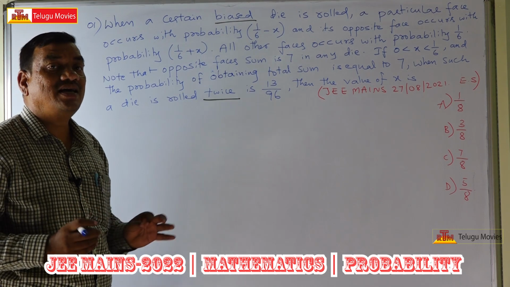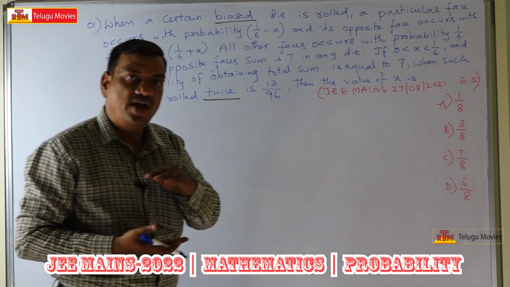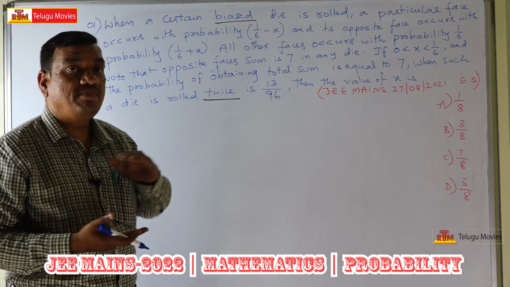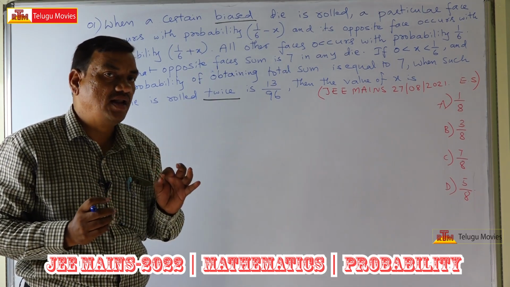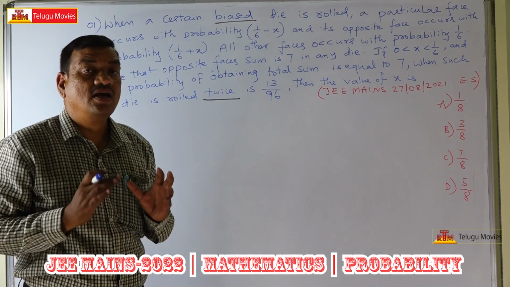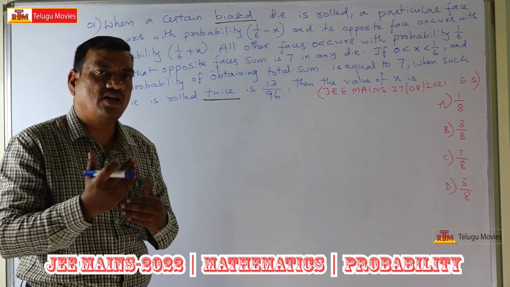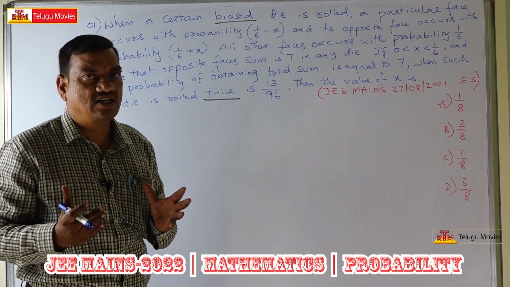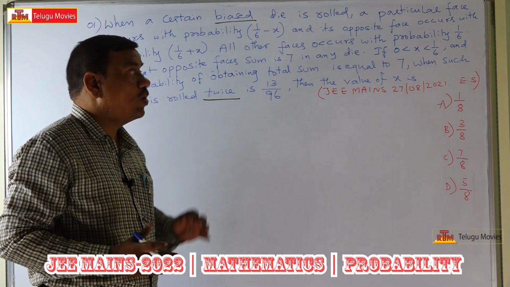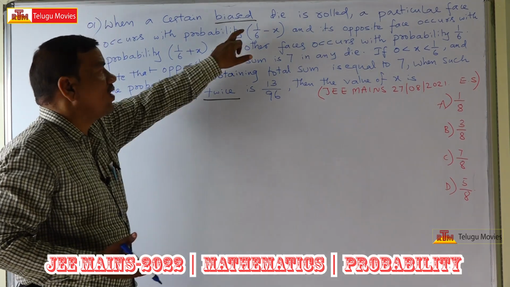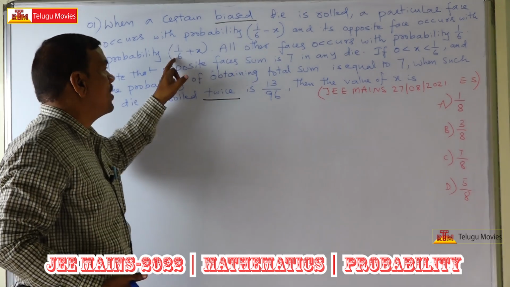So on the whole, there is a biased die. What does an unbiased die mean? In an unbiased die, each face has a particular number 1, 2, 3, 4, 5, 6, and each face has the same probability. In a biased die, the probabilities of opposite faces and adjacent faces differ. Such a type of biased die is there. So the probability of obtaining one face is 1 upon 6 minus x and its opposite face is 1 upon 6 plus x.